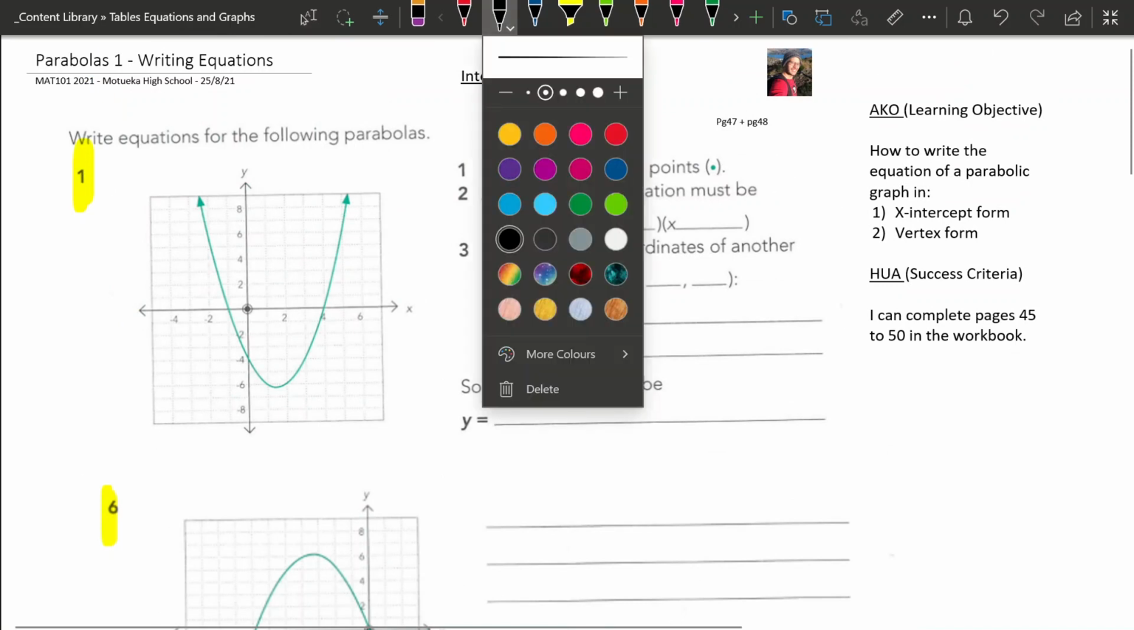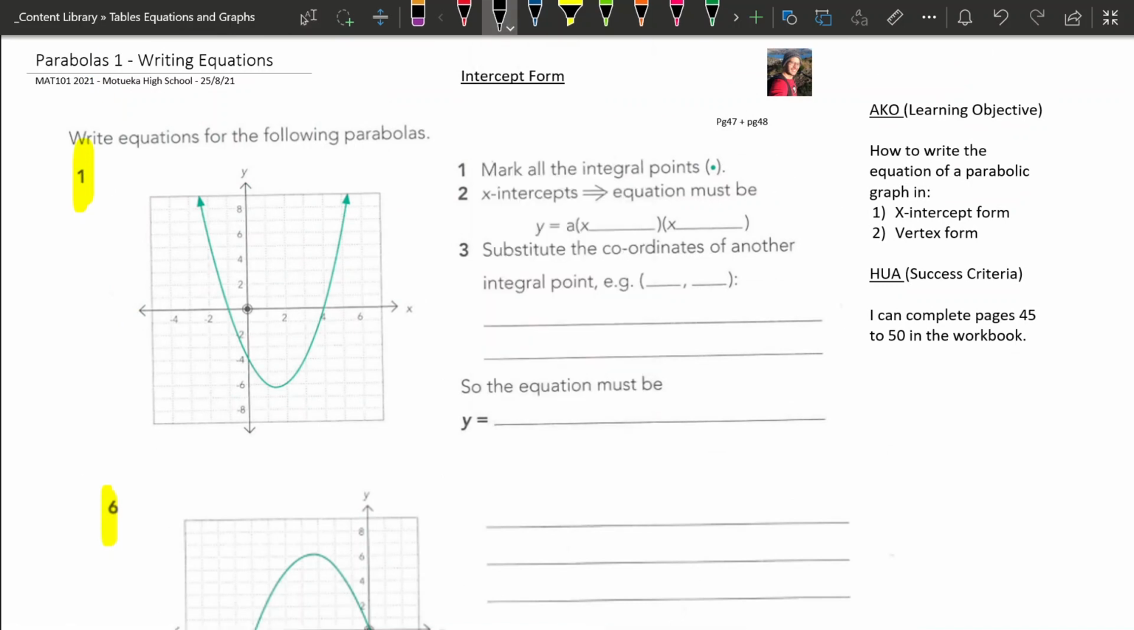Let's get my pen. So here's question 1. First we have to mark all the integral points. What's an integral point? It's any point that crosses the x and y grid. So these points here, we say they're all integral. And I'm probably missing a couple. I think those two. Alright.